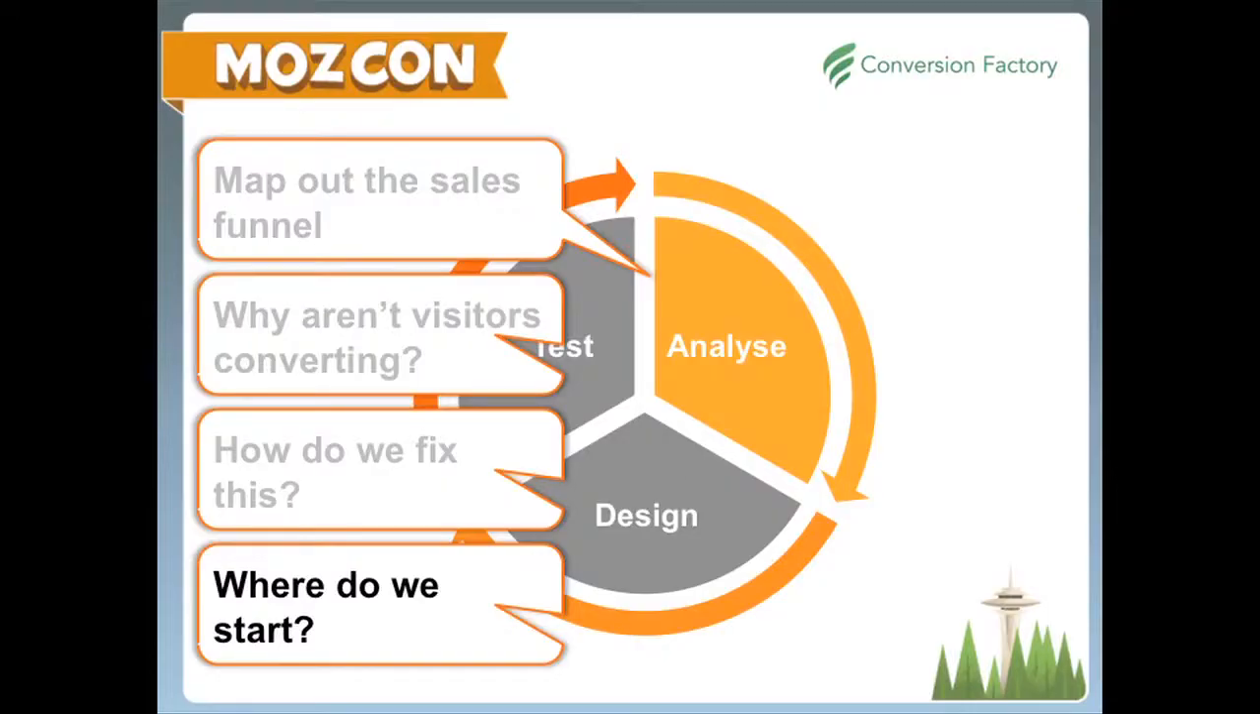So finally, we know what's going wrong, we know where to fix it, we've got some ideas on what we can do. The next problem is, where do we start? So how do we prioritize these ideas that we've got? And often, this is the biggest problem that companies face. They'll have a list of 101 things to do, but they don't know where to start. So you can solve this pretty simply.